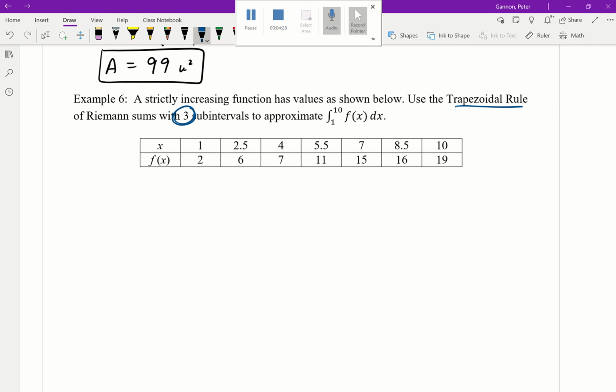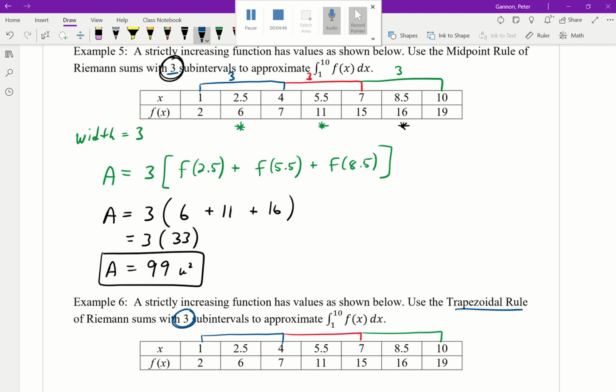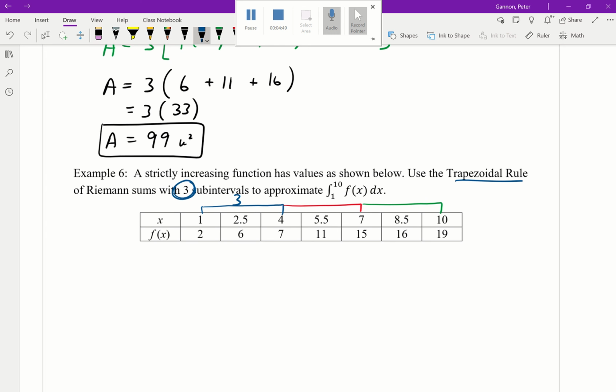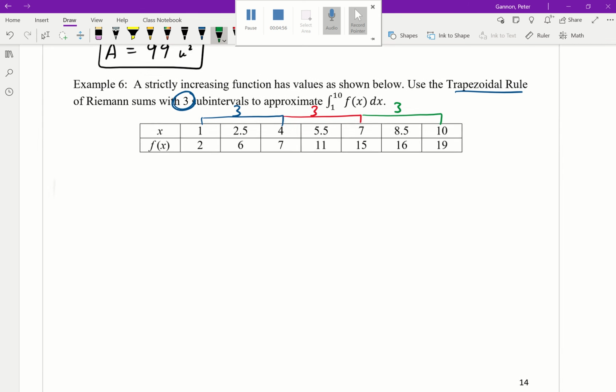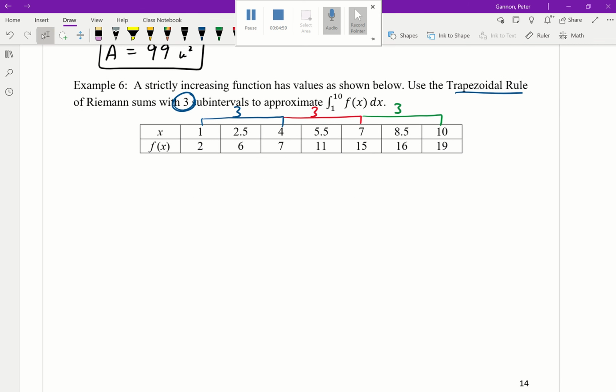Again, we want to break this down as 3 subintervals. So our first subinterval is going to go from 1 to 4. Our next subinterval is from 4 to 7. And our third is from 7 to 10. All right, you might recognize this is just the same table as above. So we have a width of the first interval of 3, second 3, and third is 3. So we do have a uniform width. So in this case, the width of our subintervals is 3.